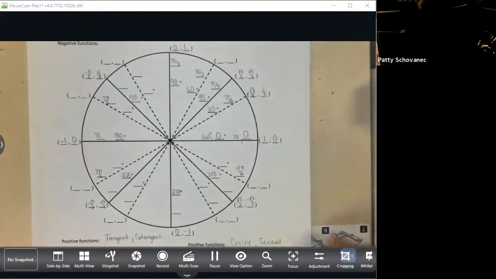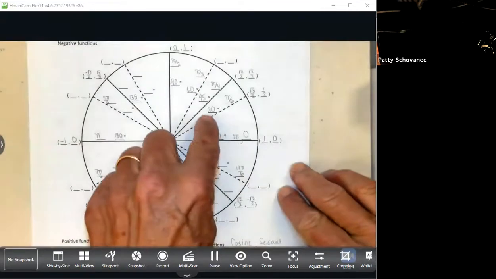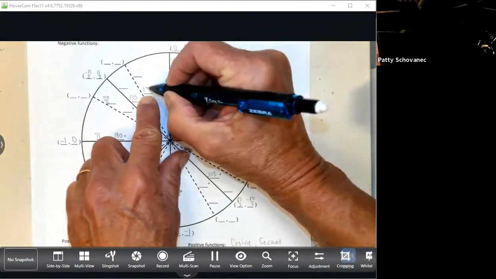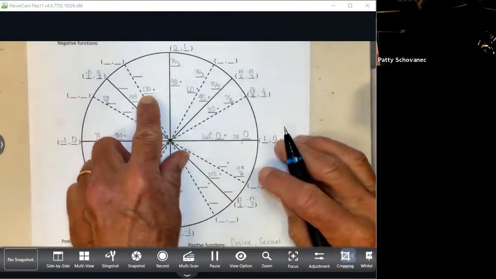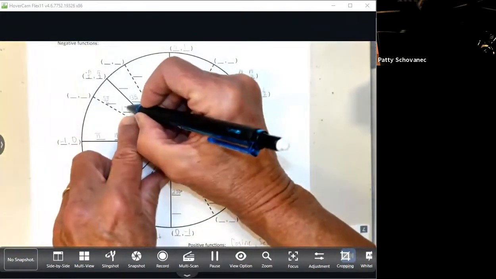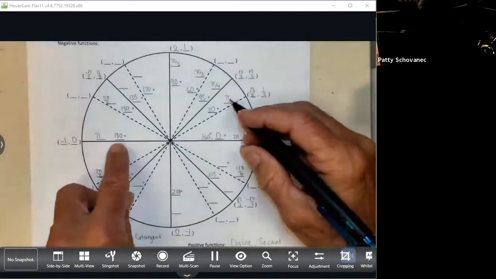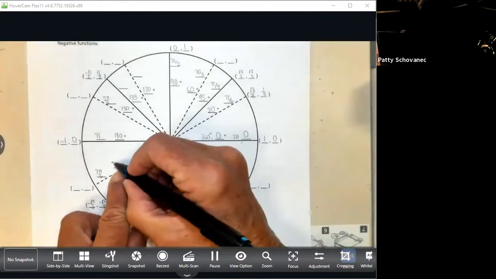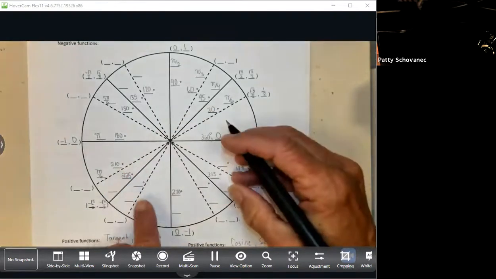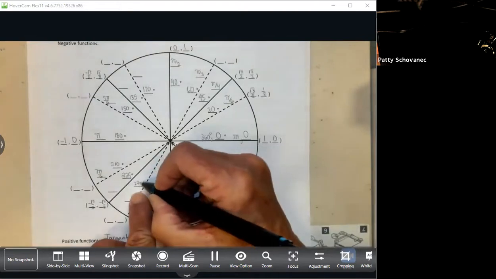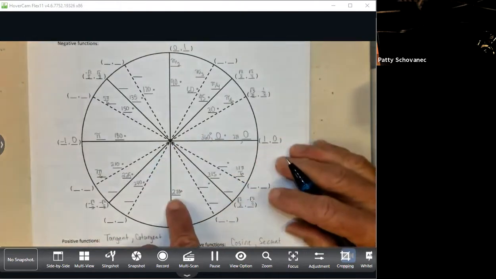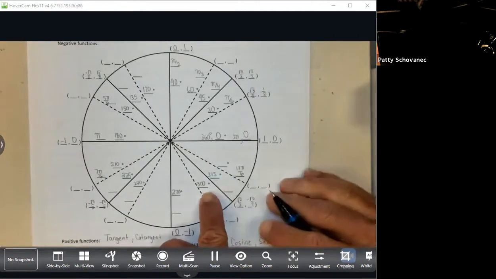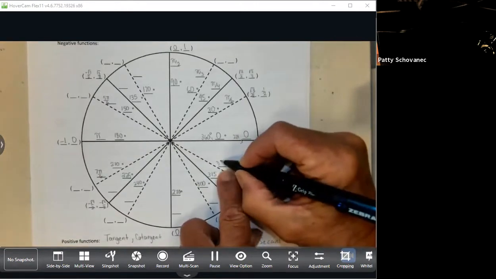Now let's count in degrees. I'm going to count by 30s. 30, 60, 90. This one then would be 120. Just going to the dotted lines. 120 plus 30 is 150. 150 plus 30 is 180. 180 plus 30 is 210. 210 plus 30 is 240. 240 plus 30 is 270. Plus 30 gives us 300 right here. 300 plus 30 is 330.